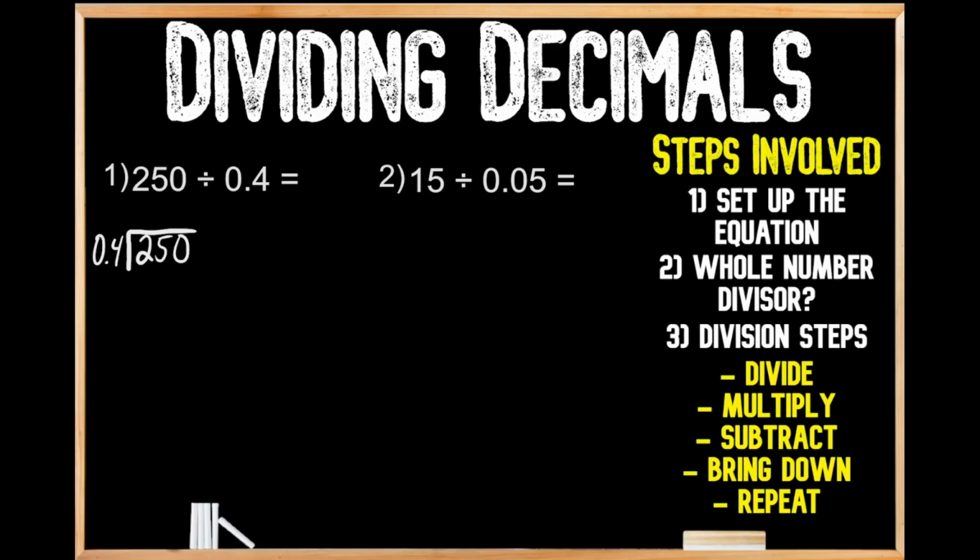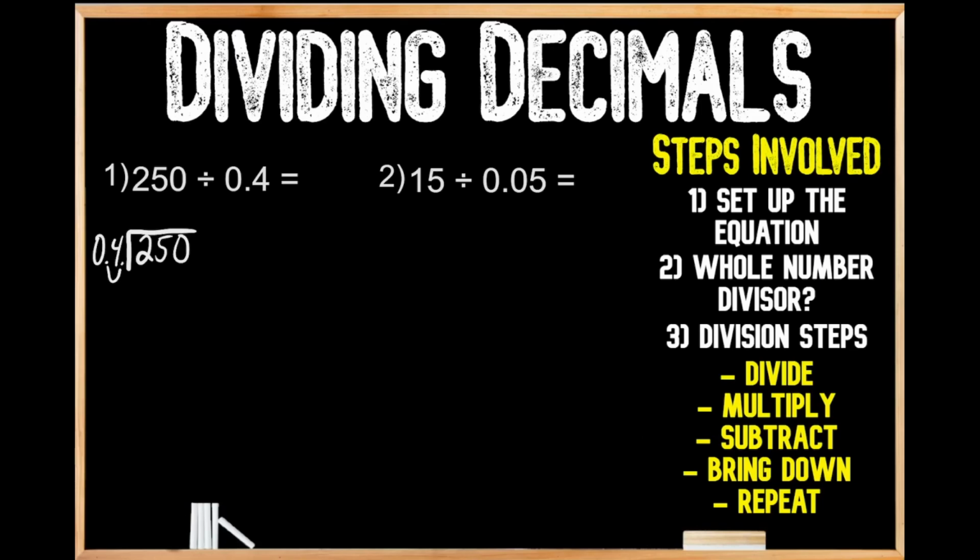In order for us to turn this decimal into a whole number, we're going to multiply this decimal by 10, because multiplying this decimal by 10 is going to shift this decimal place to the right, giving us a whole number of 4. But the thing is, we can't just do that to our divisor. We also have to do that to our dividend as well.